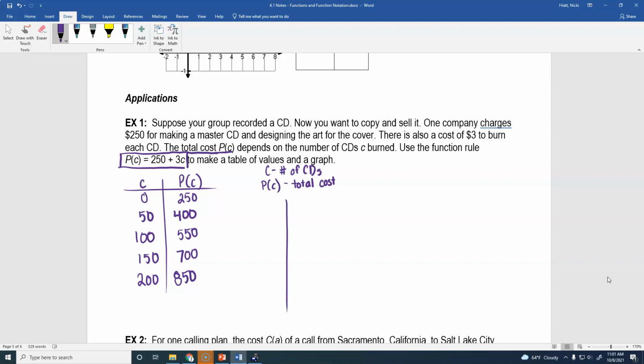So we're going to make a graph of this, and I didn't give you a graph specifically because we need to scale our axes here, right? We're not going to do 1, 2, 3, 4, 5, 6 because we got to go up to 200 on the x-axis. We got to go up to 850 on the y-axis. So right here we're going to put number of CDs. We're going to label it, and I would probably count by 50s here. So we got 50, 100, 150, 200.